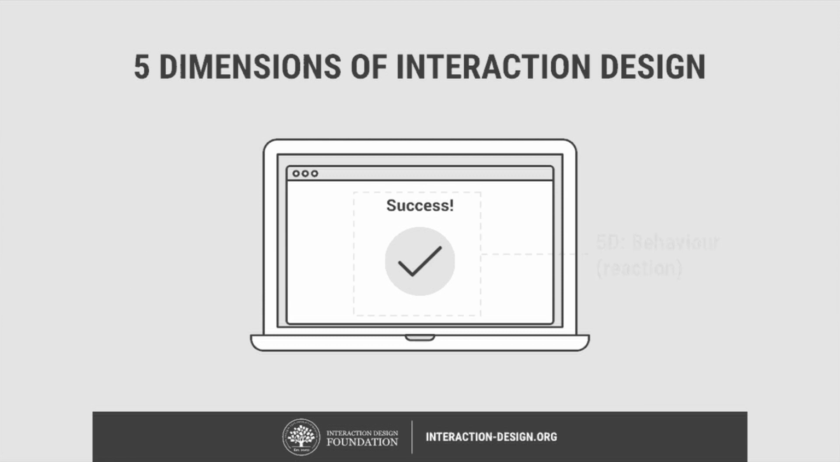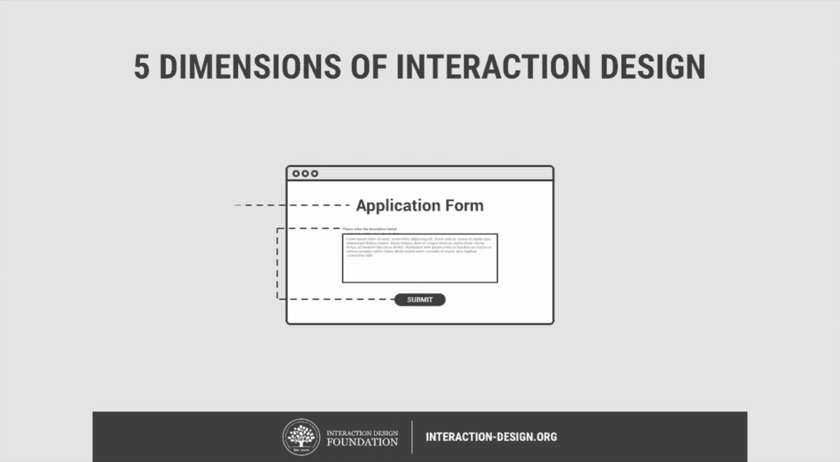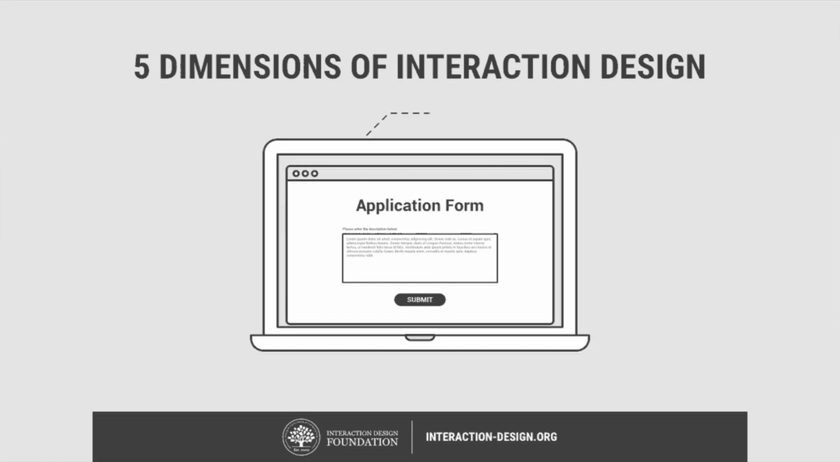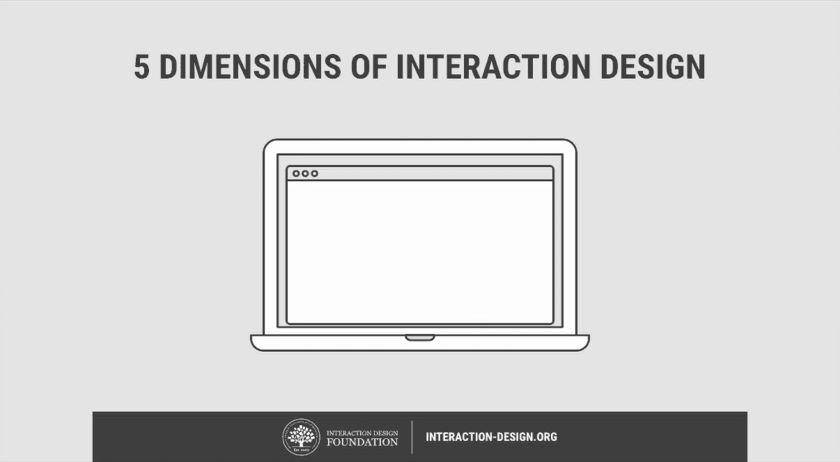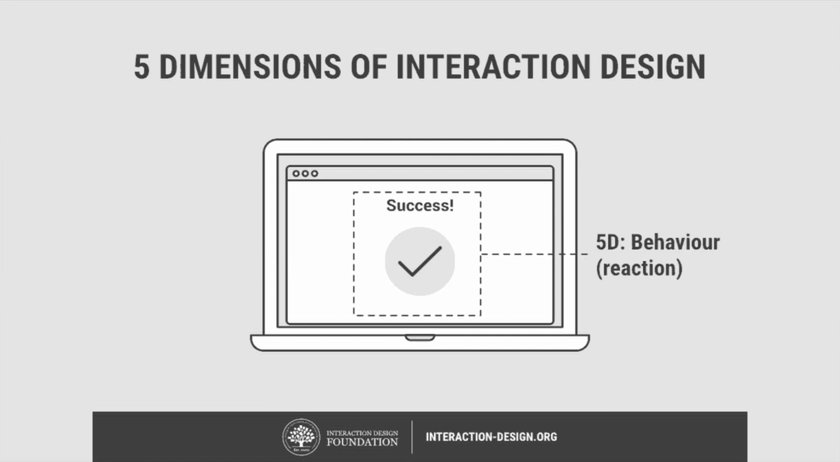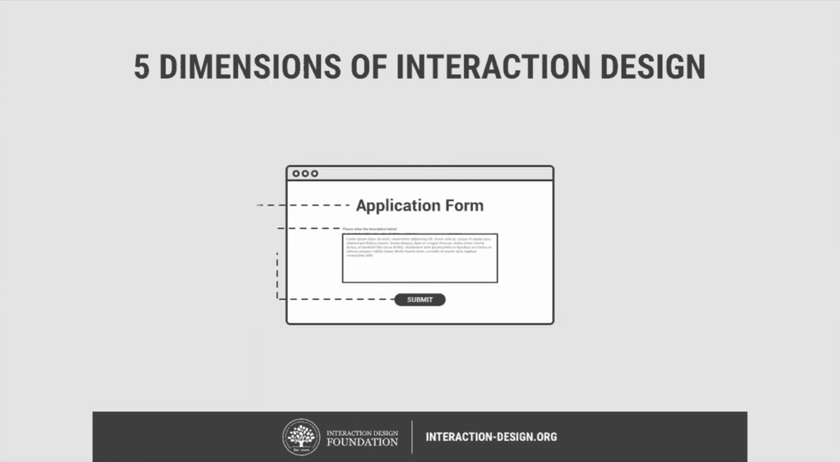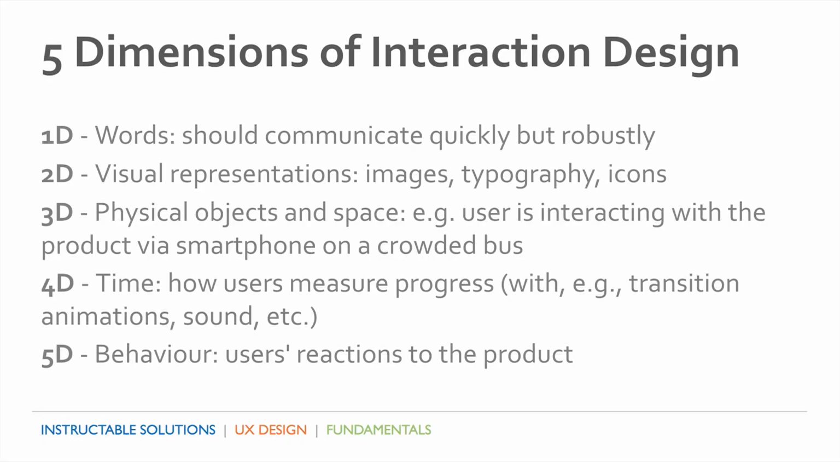an illustration. The first dimension, of course, is text, what we see, what that static representation is. The second is visual representation of those together. The third, physical object in space. The fourth is that time. And the fifth dimension is the behavior or the reaction. Let me break that down for you so I don't have to rush through it. Every interaction has these 5 dimensions.